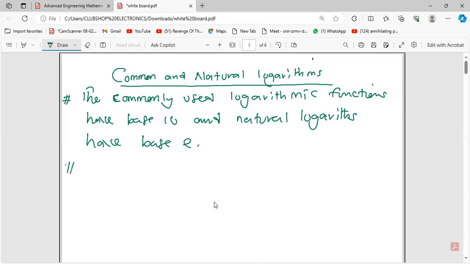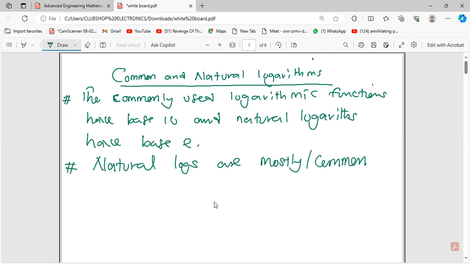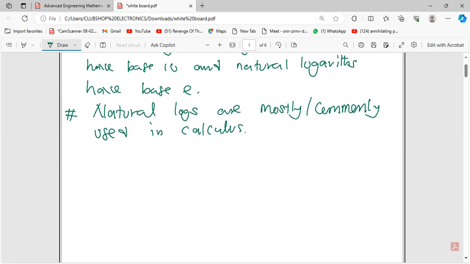Now, also you may need to know that the natural logs are mostly and commonly used in calculus. These are very important in calculus. All right, it makes our job easy. Okay. Now we can look at the definition.